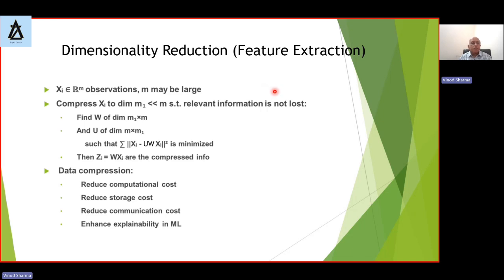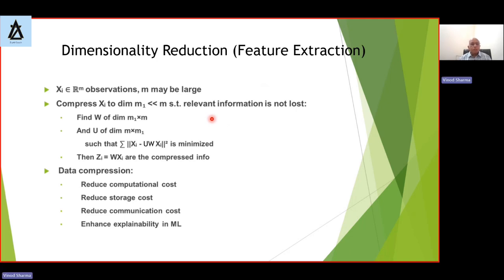In machine learning, often the observations xi, which belong to vectors of dimension m, have an m that can be very large, for example in the case of images. In that case, it is of interest to compress xi to some lesser dimension m1, but still retain most of the relevant information that we need for our machine learning purposes. This can be done as follows.